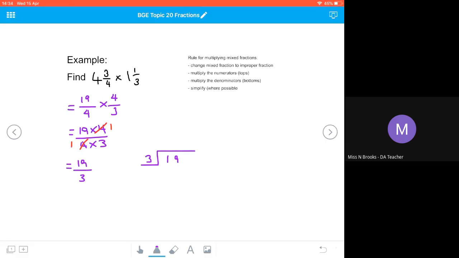There are no 3's in 1 with a remainder of 1. There are 6 3's, which are 18, with a remainder of 1 in the 19. And so my final answer is going to be 6 1/3.